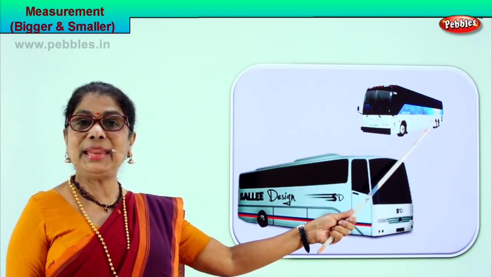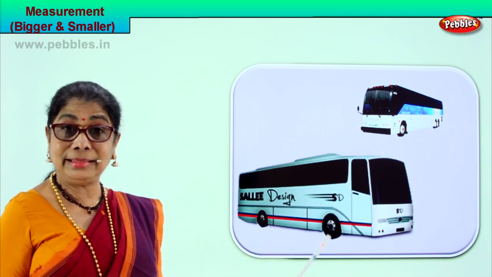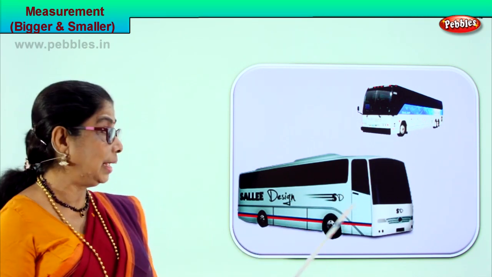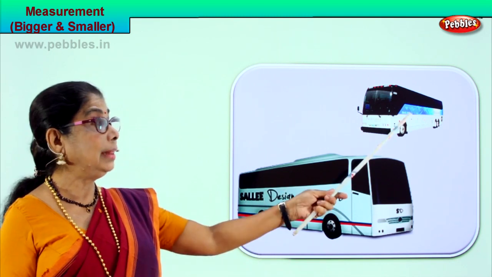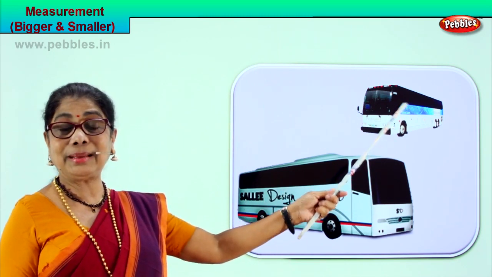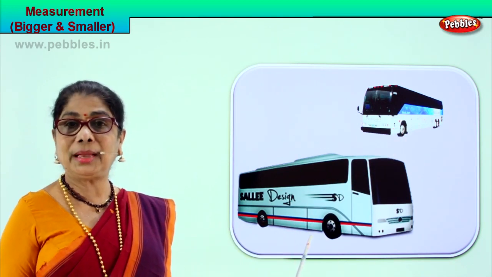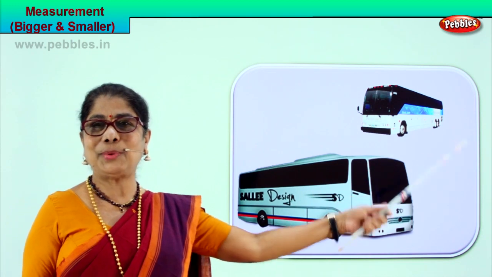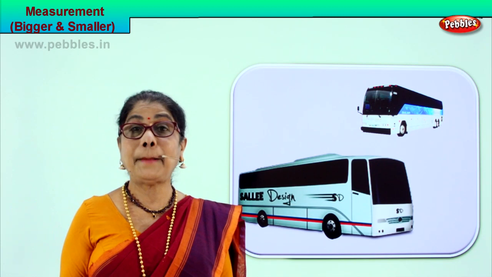This is a mini bus. This bus is smaller than this bus, or you say this bus is bigger than this bus. We are comparing the smaller one to the bigger vehicle. Bigger, smaller. Good. Let's look at our next picture.